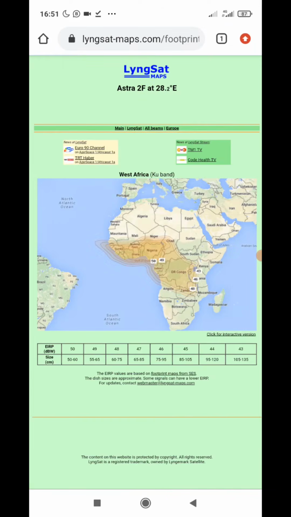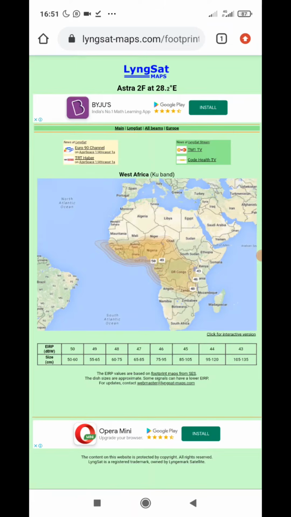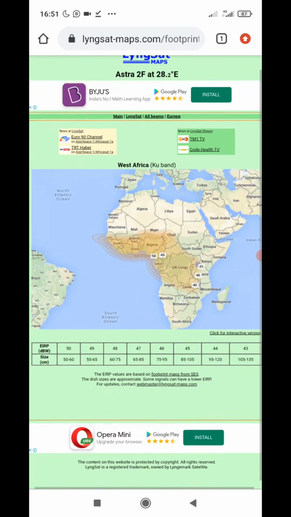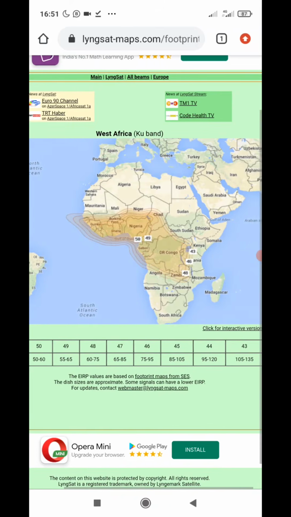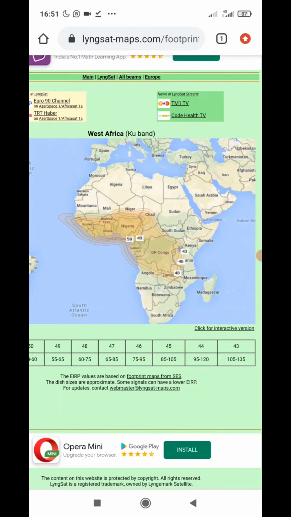On it you see this map that shows all of Africa. Then you will now see the border around the coverage area, which is called the footprint. If you look at it inwardly, you see that 49 is at the middle, close to the middle. From there, as you move downward, you get to 43.